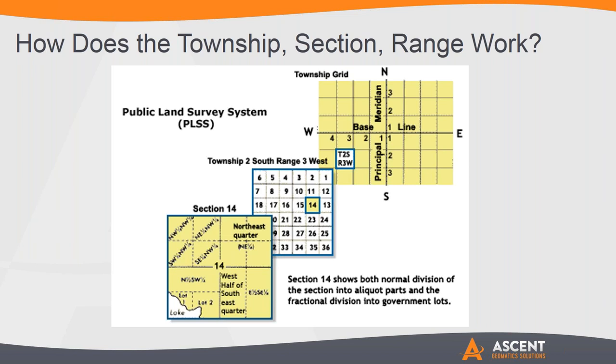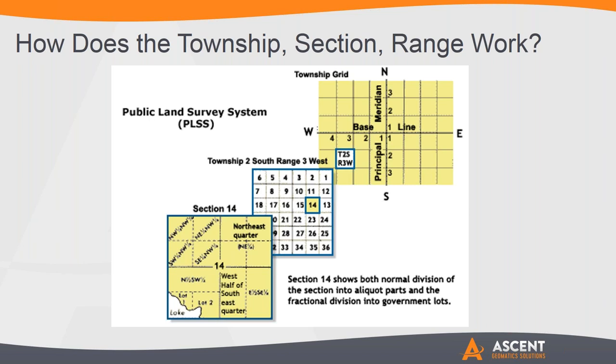As we measure away from the baseline and the meridian, we'll say township 9 north, range 68 west. So that's nine lines north of the baseline and, what did I say, 68? Eight. 68 away from the meridian. I'm not sure where the range came from, but that's the township and range.